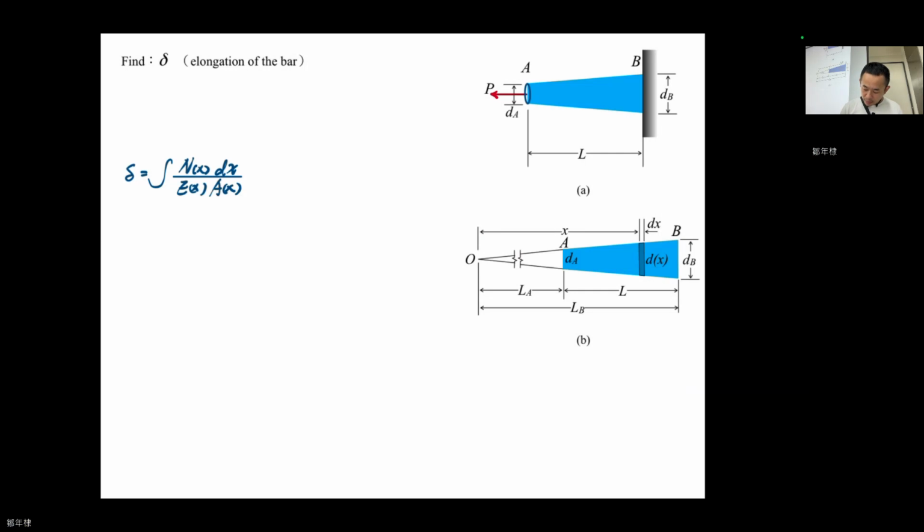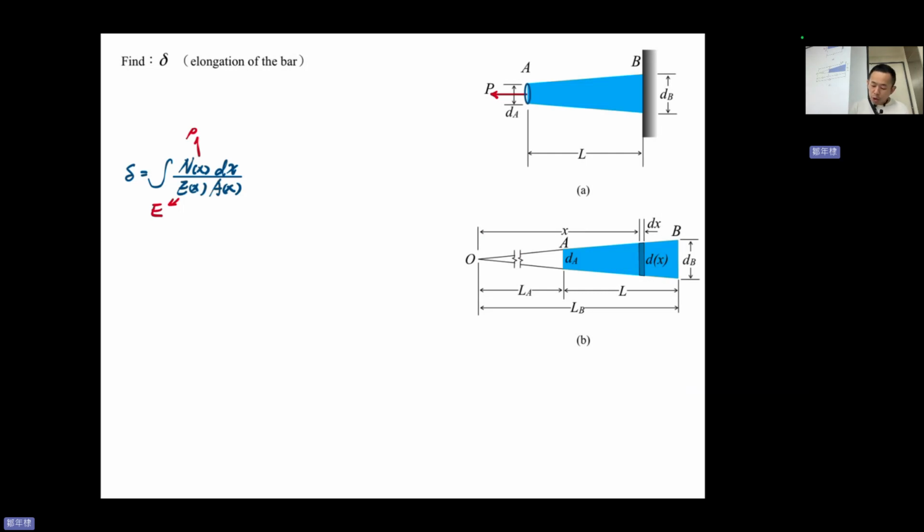This is Nx function. It's actually easy because it's P. Only one constant P at the left hand side. Okay, so your Nx is quite simple. It is not varied with x, so it's okay. All the sections you cut, you will get P in the internal force, no problem. So Nx is easy. How about E? E is the same material, so it is also a constant, no problem.